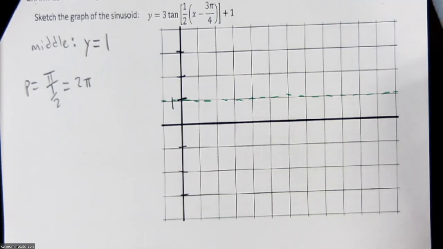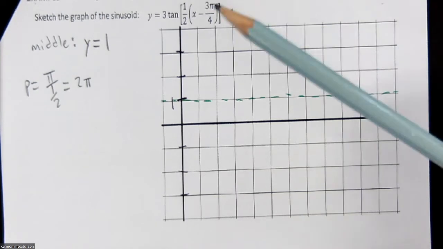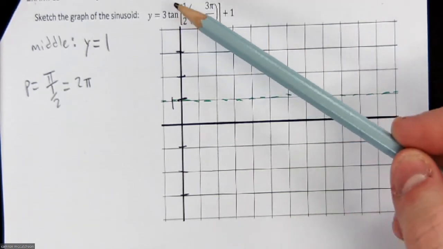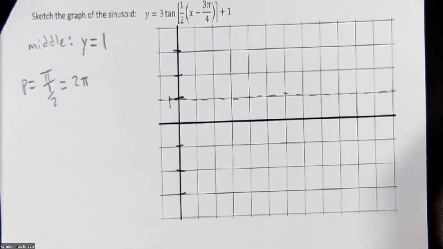There's no such thing as amplitude. True. All that happens is this 3, even though it is a vertical stretch factor 3, all it does is make the curve look skinnier. It makes it go up faster and down faster. That's all it does.